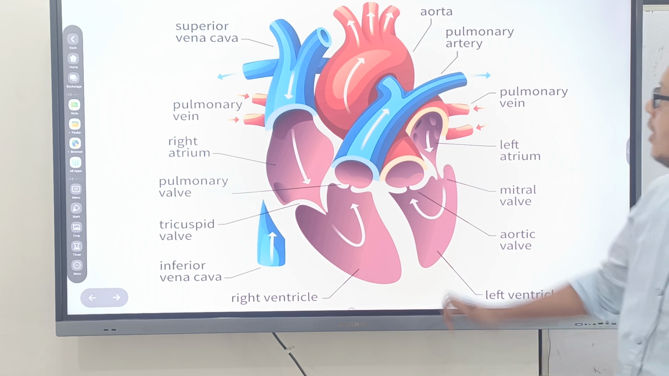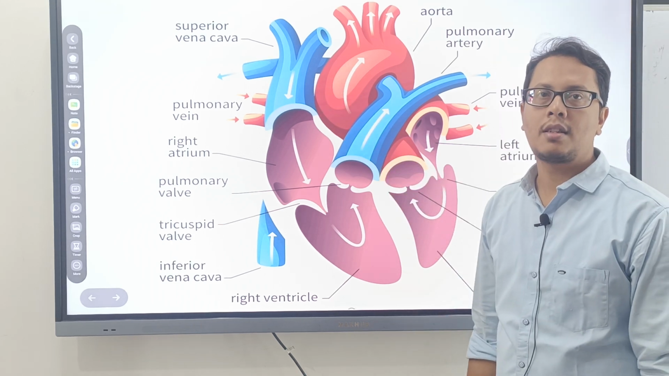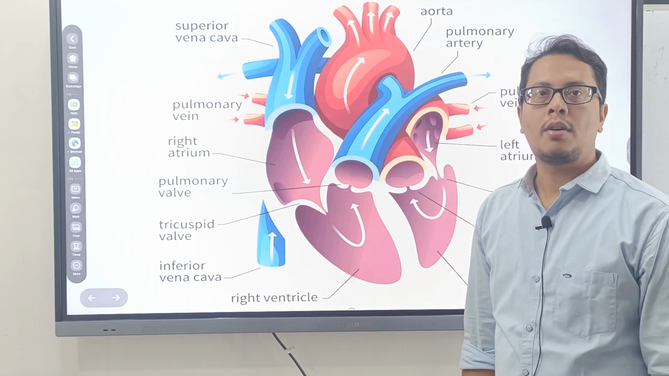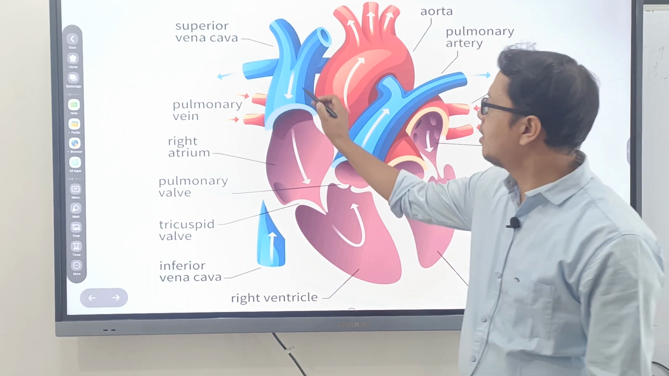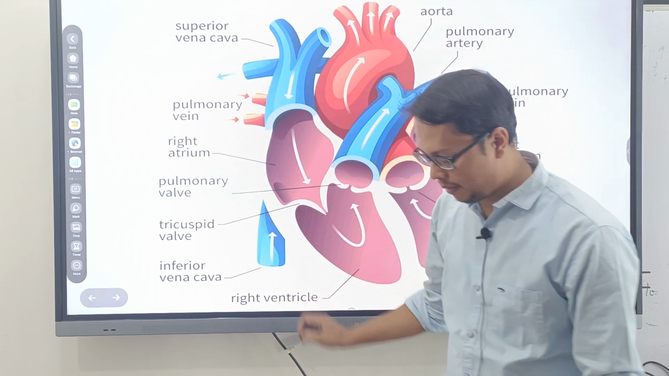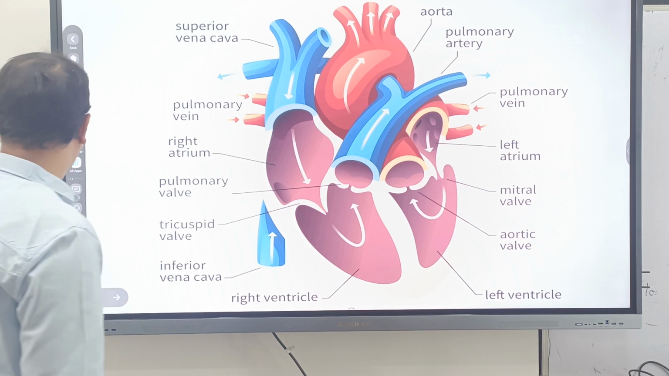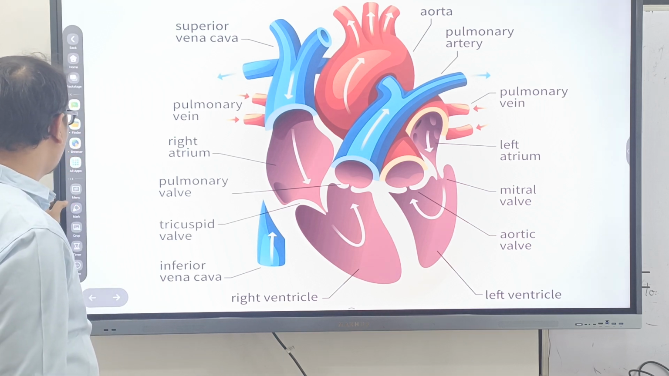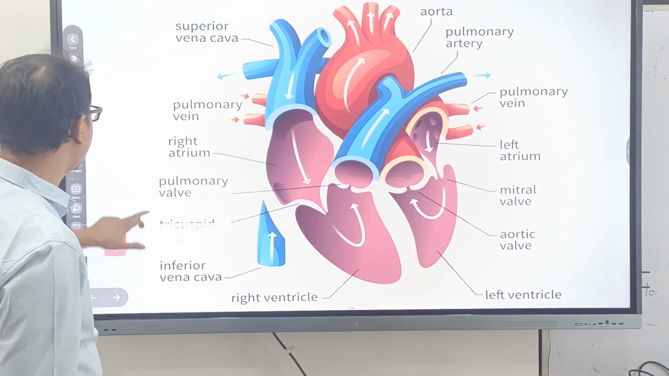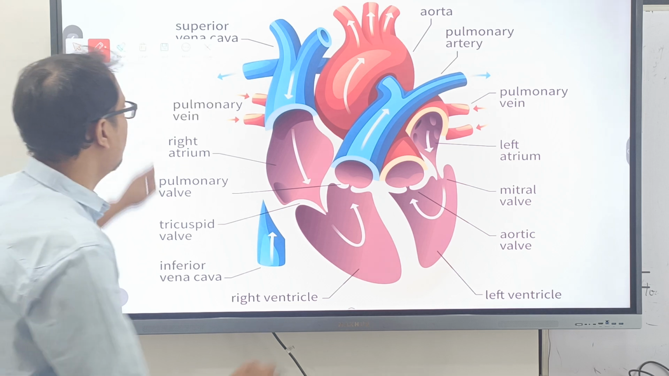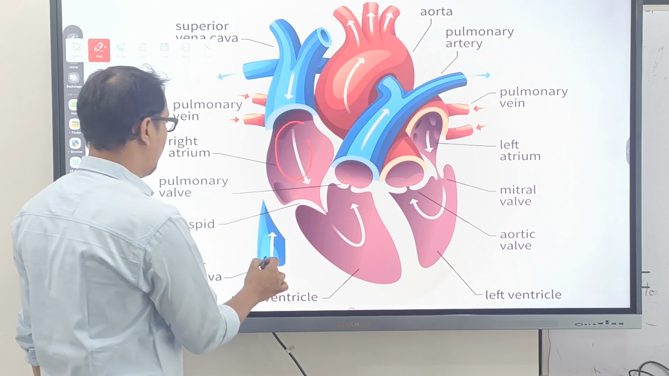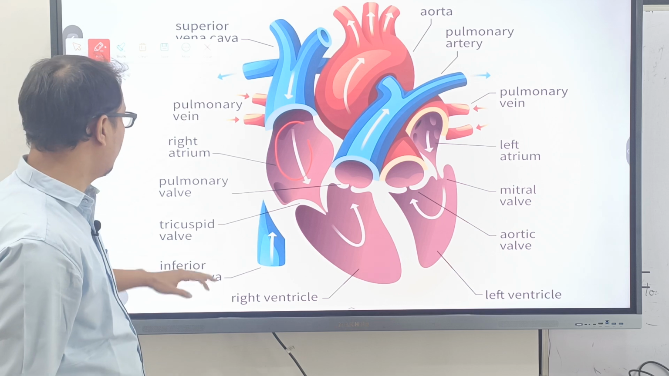Now the blue color indicates deoxygenated blood and the red color indicates the flow of oxygenated blood, that is rich in oxygen, and this is poor in oxygen. So I have told you about the superior vena cava and the inferior vena cava. So the blood which is poor in oxygen or carrying waste from the different parts of the body is first brought here by these 2 veins known as the superior vena cava and the inferior vena cava.